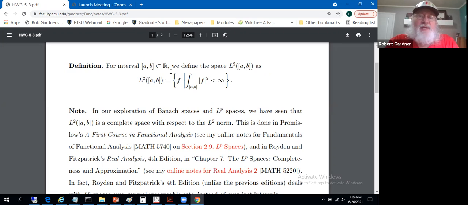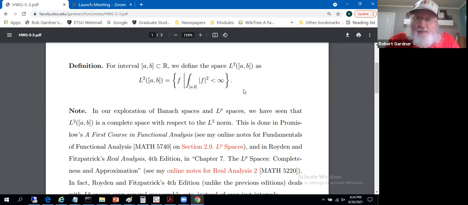Take the interval [a,b] to be a subset of the real numbers, a closed and bounded interval from a to b. We'll define the space L2 of [a,b] as the set of all functions such that when we integrate the absolute value of that function squared over the interval [a,b], we get a finite integral. Now, to deal with this in depth, we need to explore Lebesgue integrals, and these need to be Lebesgue integrals, not Riemann integrals.